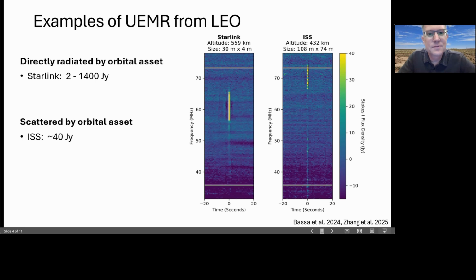The other type of radio interference we get from satellites is when they scatter radiation from transmitters on the ground. You can think of the satellite as a mirror, and it just happens to scatter radio waves that hit it and send them back. The ISS, the International Space Station, is an example of that happening, and here's a plot of that on the right. In some circumstances it has been observed at the equivalent of 40 Janskys, comparable to a bright source in the sky.